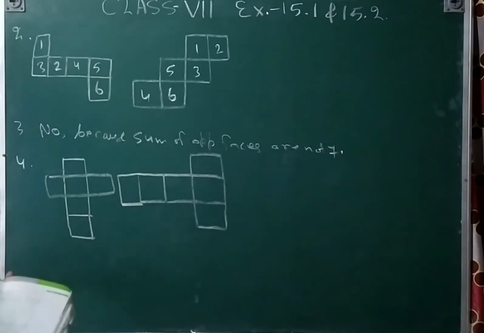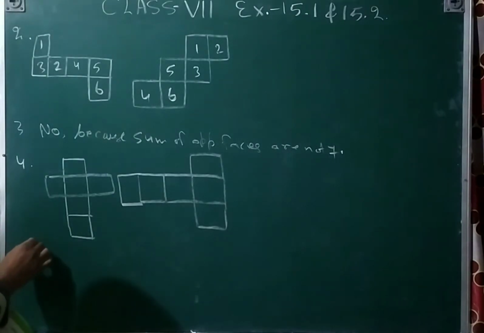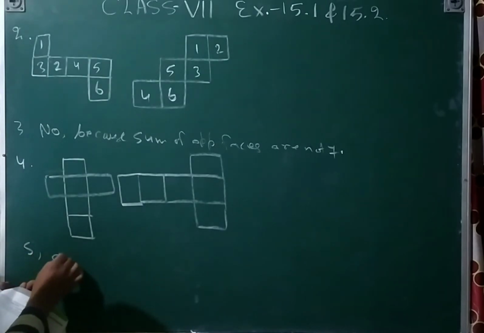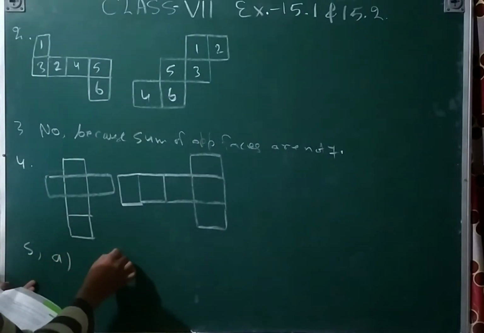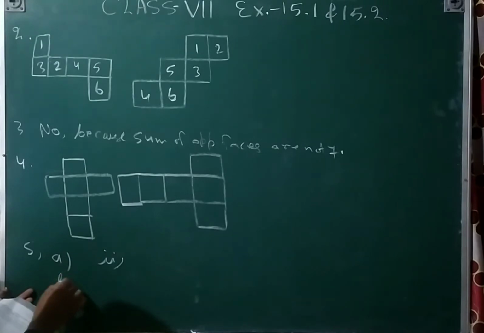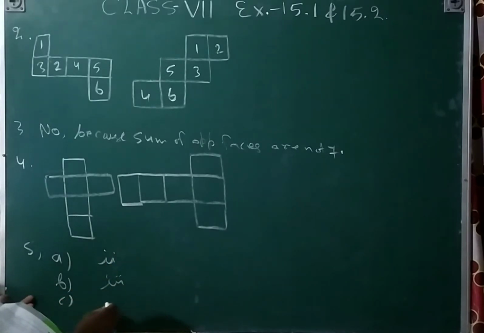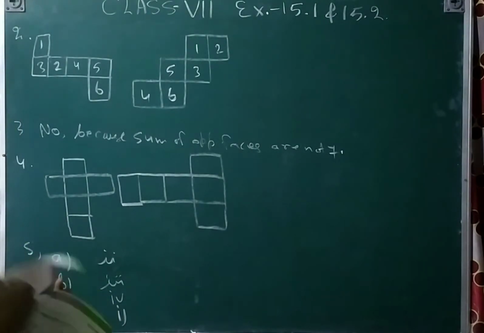And then matching: the cube shape is the second part. Cylinder shape, similarly, is the third part. C, cone, is the fourth part. And then D will be the first part. Next exercise.